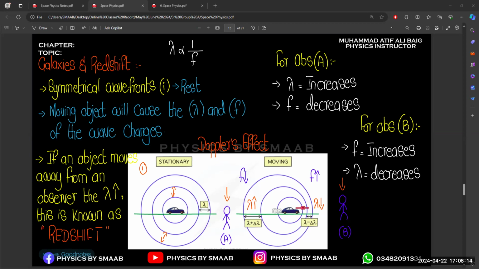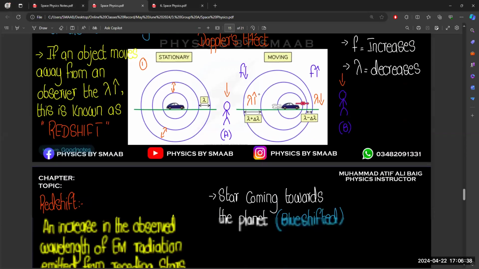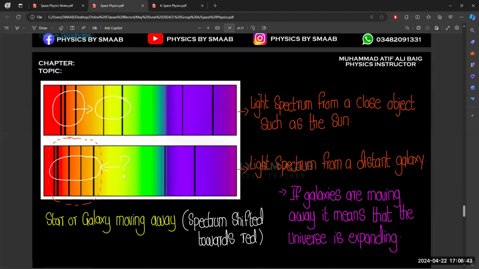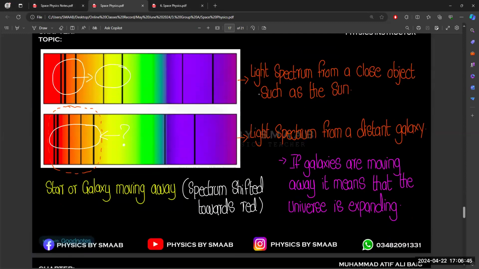a source starts to move away from any observer or when it is moving towards any other observer, wavelength and frequency both start to change for both observers. If frequency or wavelength for one observer starts to increase, definitely for the other observer it starts to decrease. So these are the concepts related to the redshifts and the Doppler effect. We also talked about this spectrum.